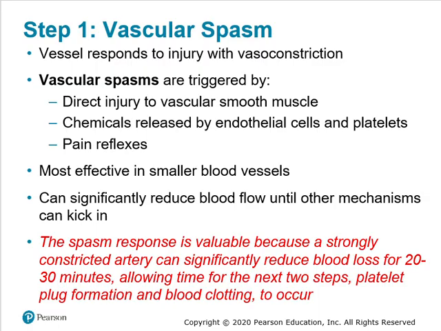Now, a vascular spasm, or this vasoconstriction, where the diameter of the blood vessel gets smaller quickly, is most effective in smaller blood vessels because that can significantly reduce blood flow until the other steps of hemostasis kick in. That spasm response is really valuable because a strongly constricted artery, especially small ones, can significantly reduce blood loss for 20 to 30 minutes. And so we really want those next steps, platelet plug formation and blood clotting, to occur without excess blood loss. That's the point of step 1, the vascular spasm.